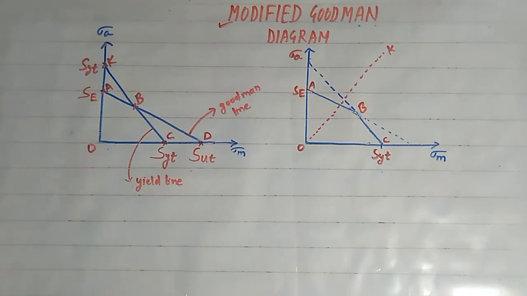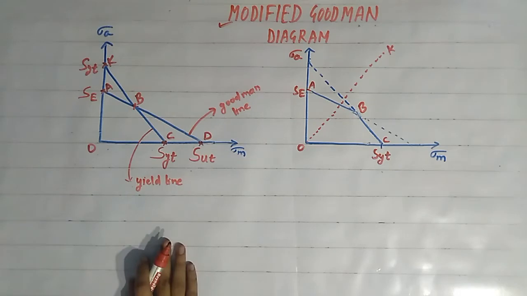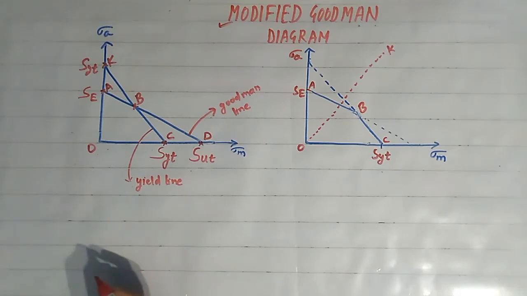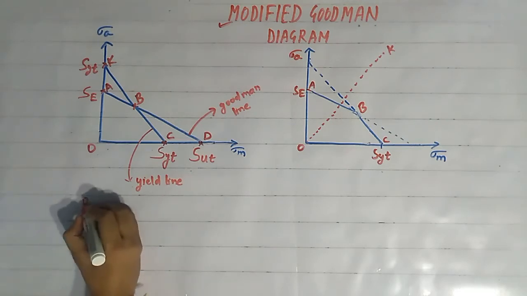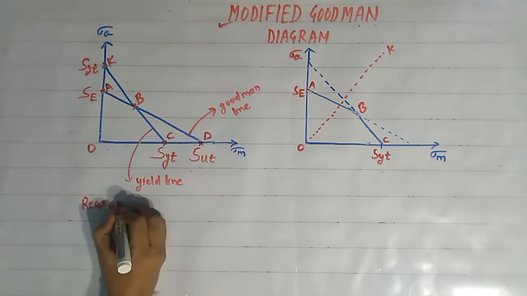Explanation to this answer in this video. So we will study the reason first why modified Goodman diagram is required if there is already Goodman diagram available in textbooks. So the reason behind this is, so I am writing the reason here.